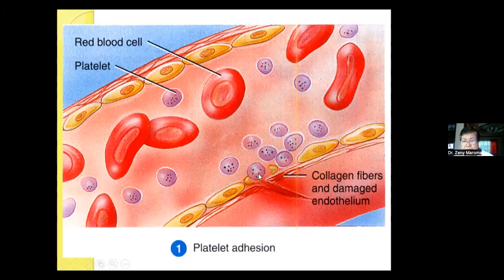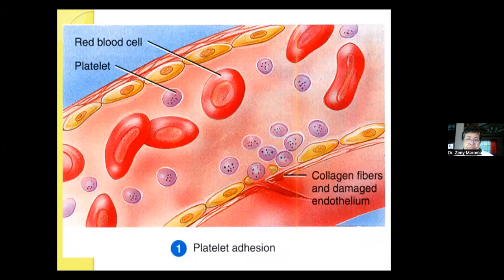Now, what if we have an injury? When there's injury to the endothelium, when there's injury to the blood vessel, like it was cut, or we punctured it for IV therapy or blood transfusion, there's bleeding, right? Okay? There's bleeding because of injury. There's damage to the endothelial cells. After the bleeding, it will clot, right?